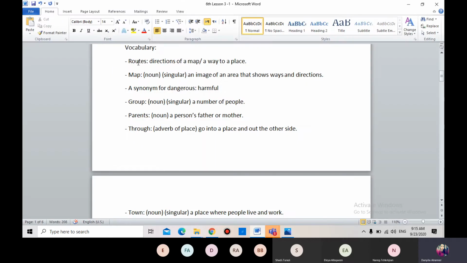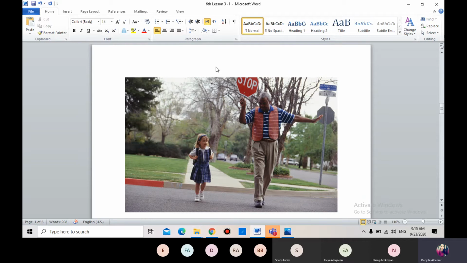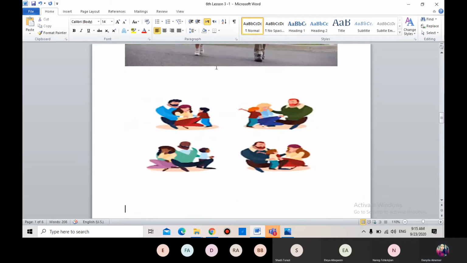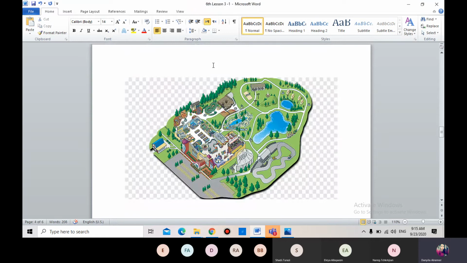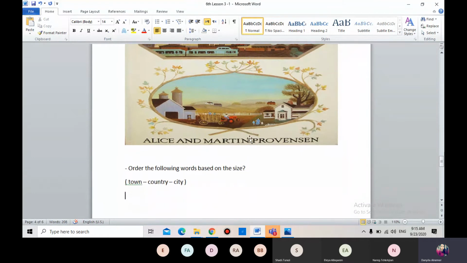So, moving on to the vocabs. What do we mean by routes? We discussed it earlier in lesson 1. If you look here, routes: directions of a map, a way to a place. So if you look to the image here, this is a map and those are roads. Maybe I have another picture that shows it.